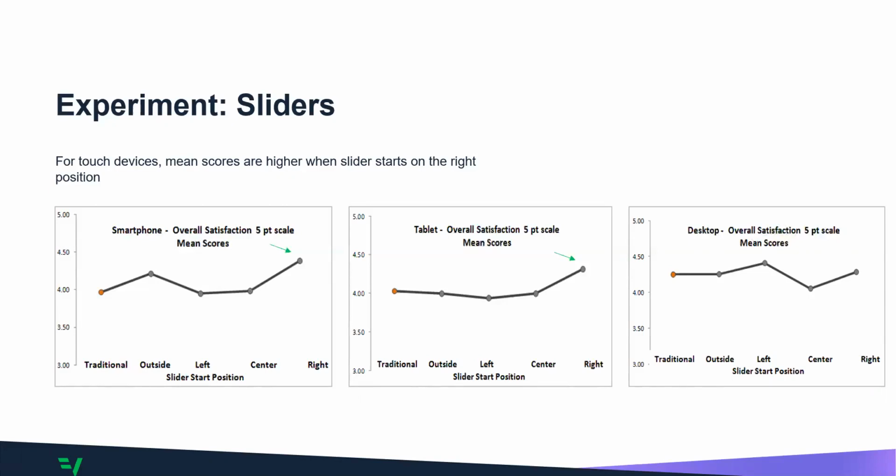But what if you had a question where the expected mean was on the left side of the scale? If you set the start position of the slider on the left side of the scale, there might very well be a left-leaning bias among touch input users. So the results of our experiment suggest that the start position of the slider would be best either on the outside of the scale or in the middle of the scale.